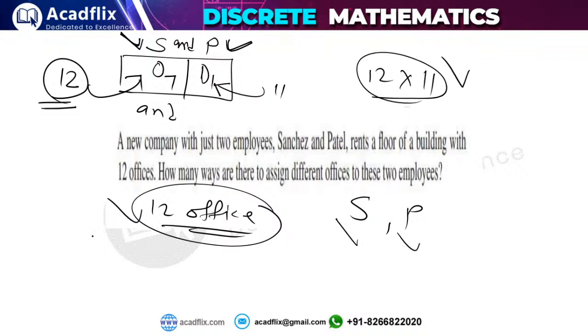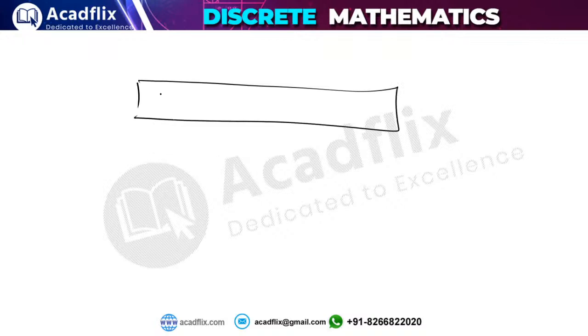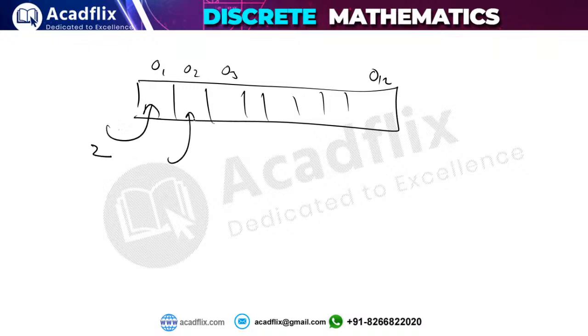Some students make this mistake. They write 2 power 12. Let me tell you why you are making this mistake. You have 12 offices: office 1, office 2, office 3 and so on, up to office 12. And you are saying there are 2 ways to put here, 2 ways to put here, 2 ways to put here. But no, this is not correct. Why is this not correct?